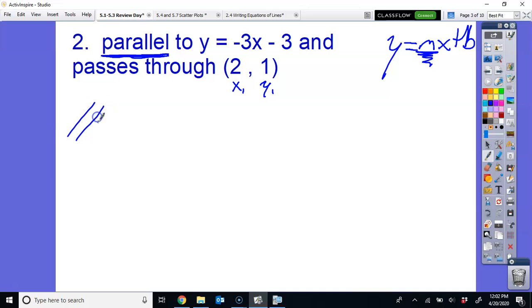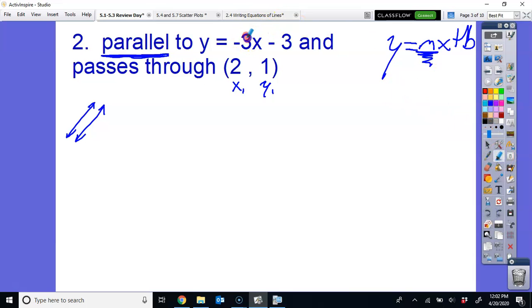Parallel lines, remember, are two lines that do not touch each other. And so therefore, if you have two lines that don't touch each other, the slope would have to be the same. That whole rise over run would have to be exactly the same for both of them. That is the only way possible that you can have two lines that don't touch each other on a graph, is if their slopes are the same. So what does that mean?